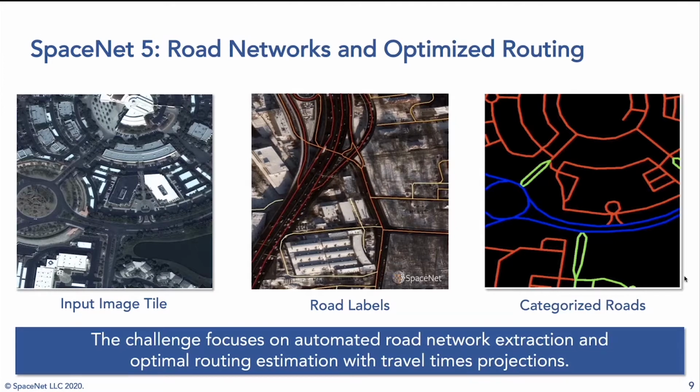There's a little more detail about SpaceNet 5. As with all the SpaceNet challenges, we tiled the images into small chips that are a little easier to handle. And then also the road labels. In this case, we build out a training mask categorized by the speed limit of the road. And then we challenge people to try and pull out the road network with travel time estimates for each roadway, so you can use this for optimized routing.